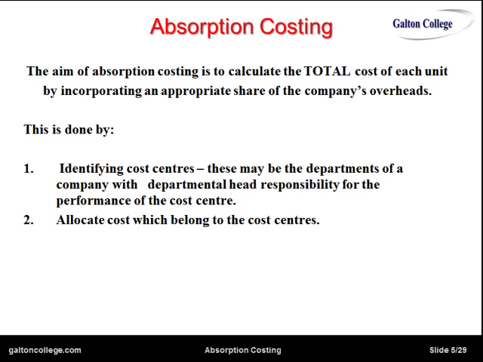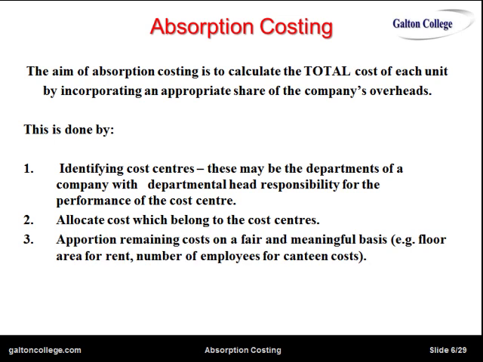Clearly, if an invoice is for something which is used exclusively by one cost center, then that cost center will pay for it. But if it's an invoice for something that cuts across the whole organization and different cost centers, then that invoice must be broken up according to what proportion of the expenditure is used in each cost center. So each one should pay its fair share. So apportion the remaining costs on a fair and meaningful basis.